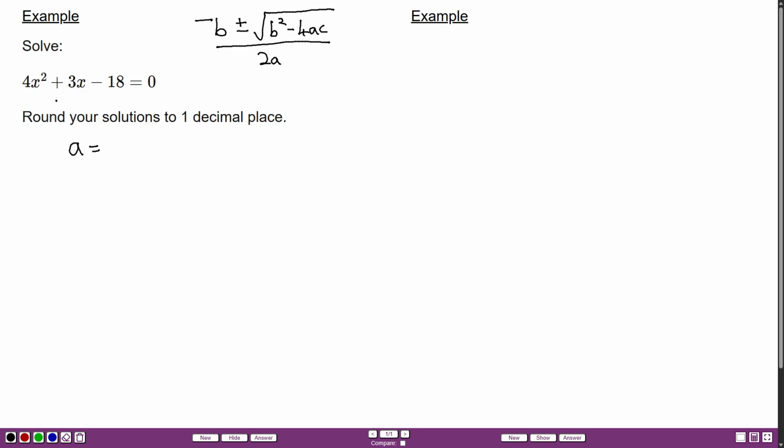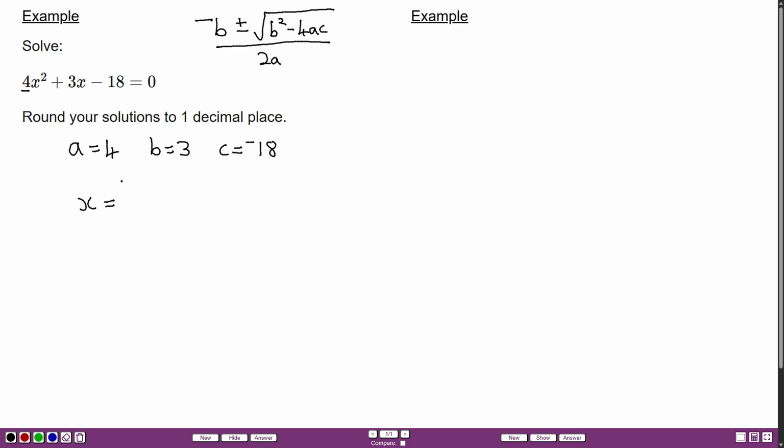Well, my a is always the coefficient of x squared, or the number in front of the x squared. So that's going to be a 4. My b is the number in front of the x, so in this case it's 3, positive 3. And then c, you've got to be careful here because it's not just 18, it's the sign as well, so it's negative 18. So x is going to equal all of this, but with the b's, a's and the c's replaced with what I know them to be.